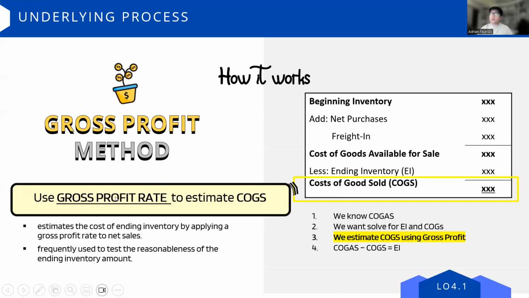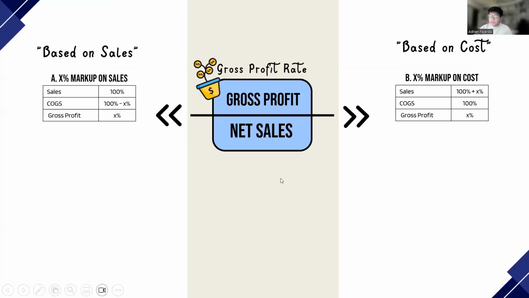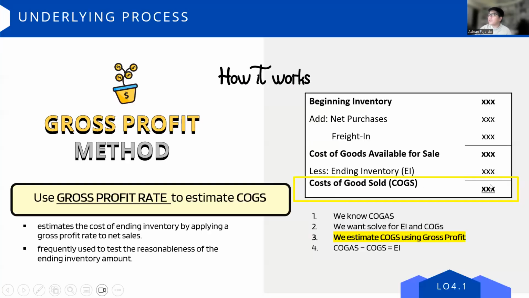So ano ulit yung gross profit rate? Gross profit over net sales to estimate our cost of goods sold. So basically, the idea lang is we apply the gross profit rate to our net sales so that we can get or use that to estimate our cost of goods sold.